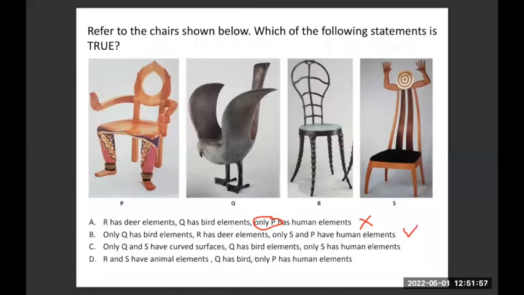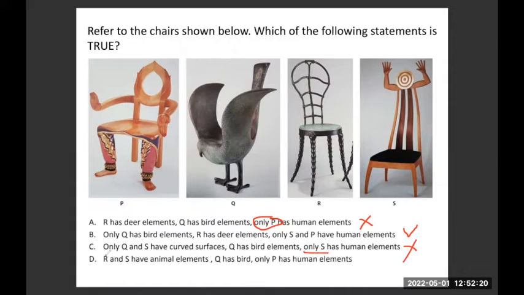Next one. Q and S have curved elements, have curved surfaces, which I can see. Q has bird elements, which is also true. And only S has human elements. True or false? False. The last condition is wrong.